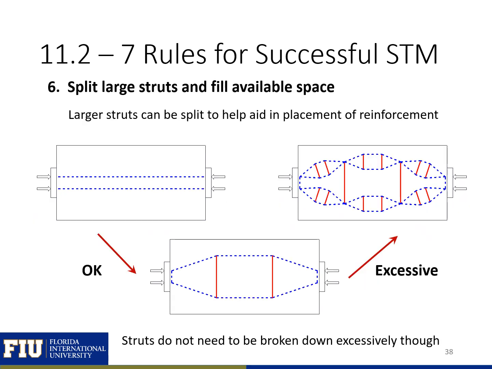We can also split our struts to fill available space. So here, one option would be to have our loads go directly from the left to the right support, but we can split the strut to show us where we can add some reinforcement, or where some reinforcement would be helpful. Splitting the struts is efficient and useful to a certain extent, but at some points it can get excessive and inefficient. So just using some engineering judgment here will help with this.